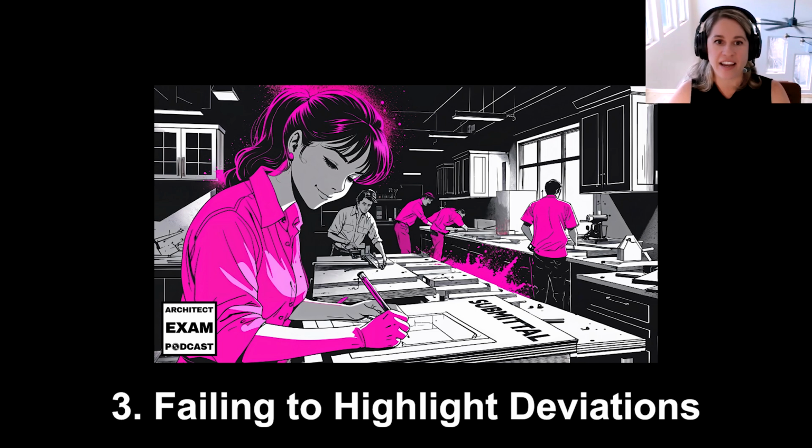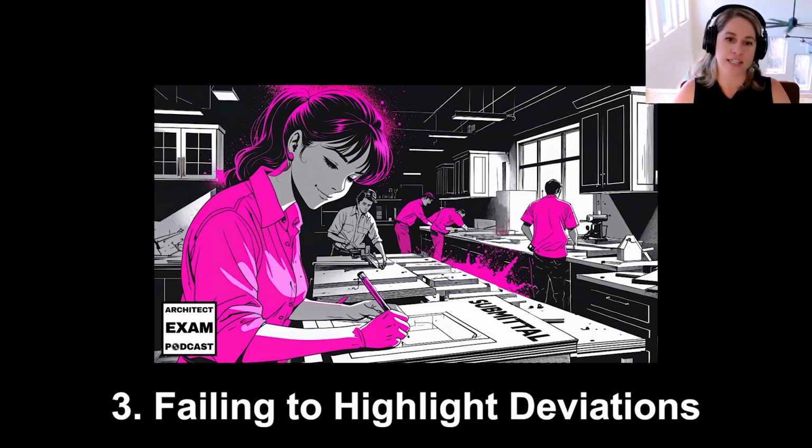Another mistake is failing to highlight deviations. I've seen contractors make this mistake, trying to slip in substitutions past the design team in a submittal without explicitly highlighting them and pointing out that it is a deviation. And this is just a recipe for conflict. The general conditions of the contract specifically require contractors to notify the architect when a submittal doesn't necessarily fully comply with the requirements of that submittal.